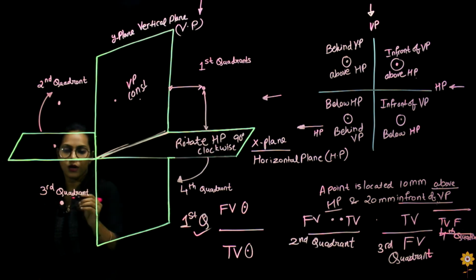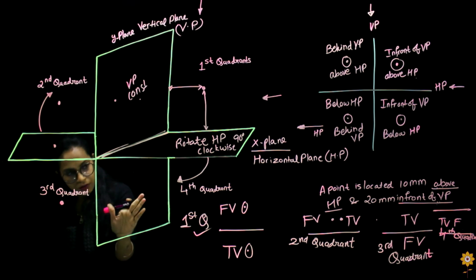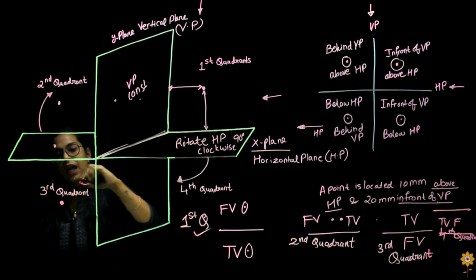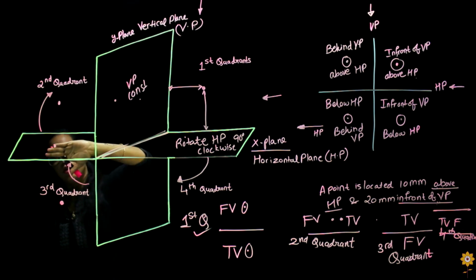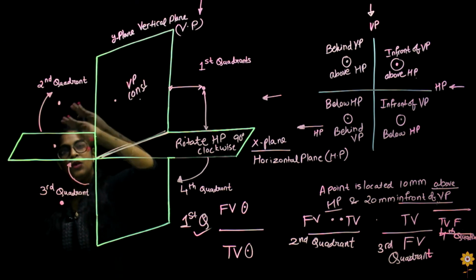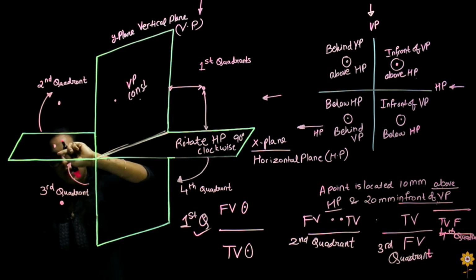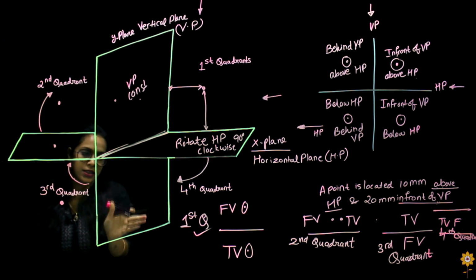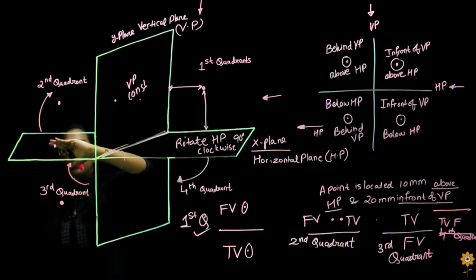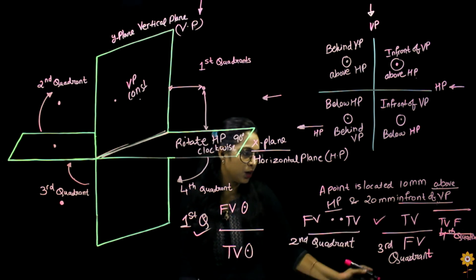Now for third quadrant, if my point is located here, I have to keep my vertical plane constant and I rotate my horizontal plane 90-degree clockwise direction. So this plane now, if I rotate in this way, would go above the xy line. So this is my point where I get my top view, and this is my plane where I get my front view. So if I rotate this up, I would get my top view above xy and front view below xy. So this is in case of third quadrant.